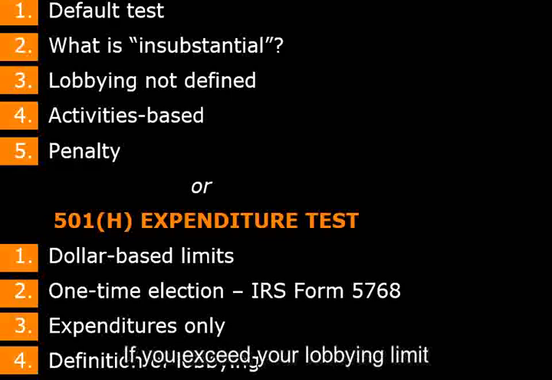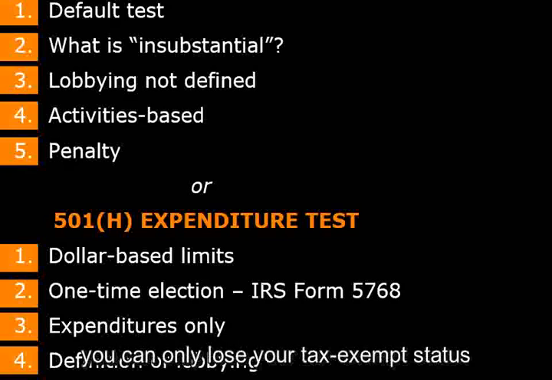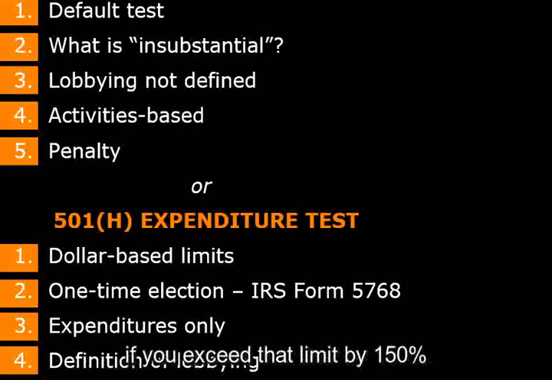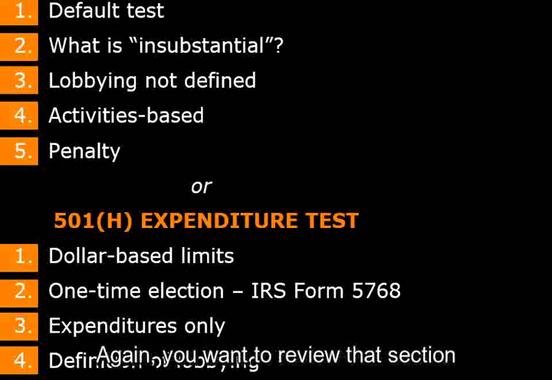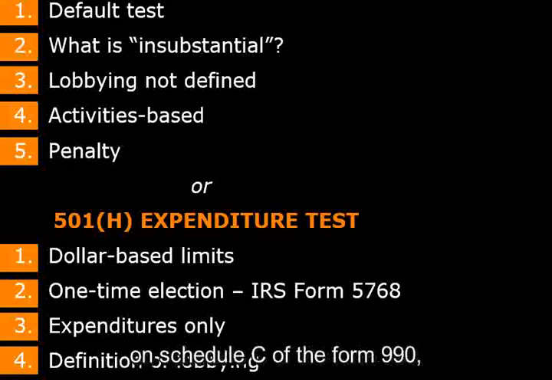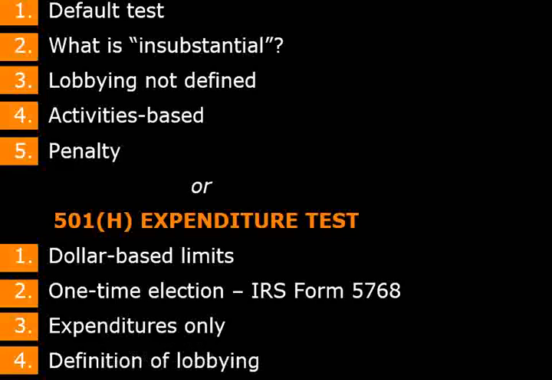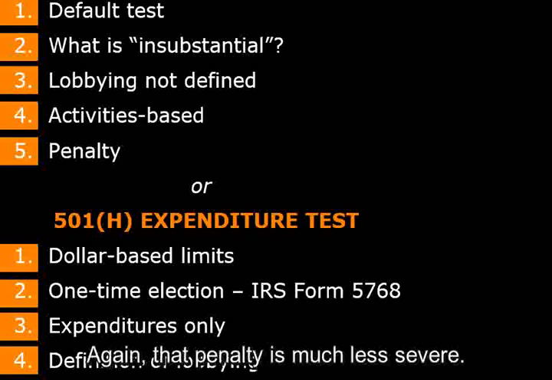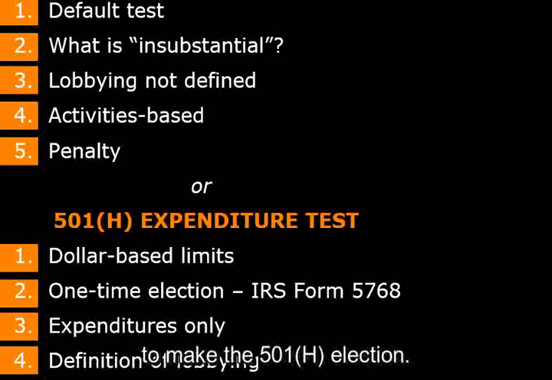If you exceed your lobbying limit under the 501(h) expenditure test, you can only lose your tax-exempt status if you exceed that limit by 150% over a 4-year period. So you have a moving average over a 4-year period. Again, you want to review that section on Schedule C of the Form 990, Part 3 of Schedule C. And again, that penalty is much less severe. So we encourage organizations to make the 501(h) election.